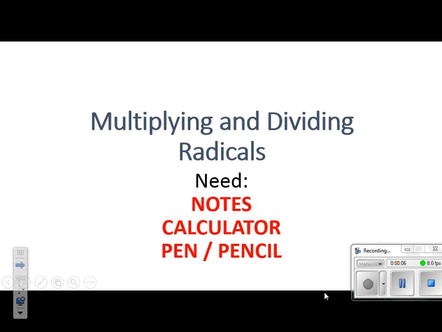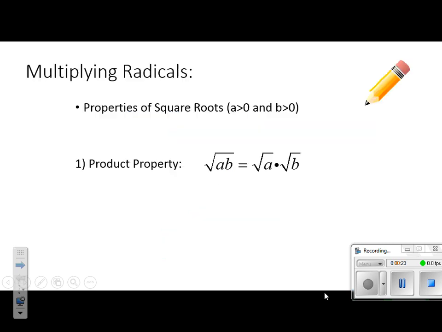Today we're going to multiply and divide radicals, but we're also going to end by simplifying our radicals. So we have to remember what we did last time when we were talking about simplifying radicals. You're going to need your notes, your calculator, and a pen or pencil so that you can take some good notes. All right, let's get started.